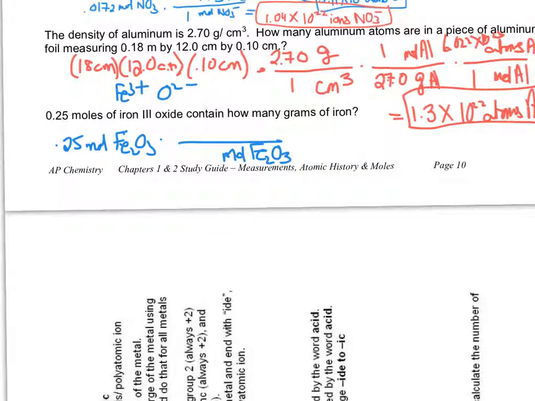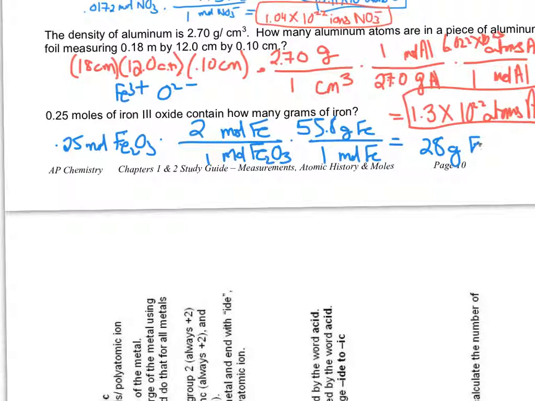And I can't go directly to grams of iron. I have to go to moles of iron first. And so 1 mole of Fe2O3 has 2 moles of iron, and then I can go from moles of iron to grams of iron. 1 mole is 55.8 grams of Fe, and I end up at the end with 28 grams of Fe. 2 sig figs because 0.25 had 2 sig figs.